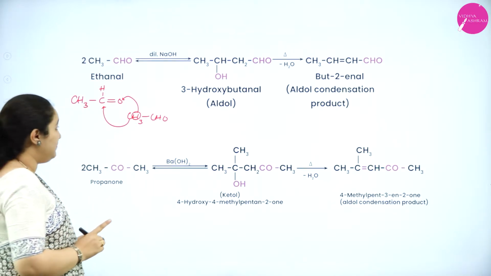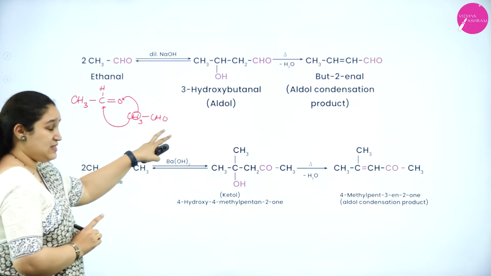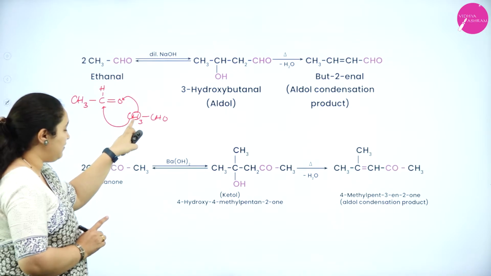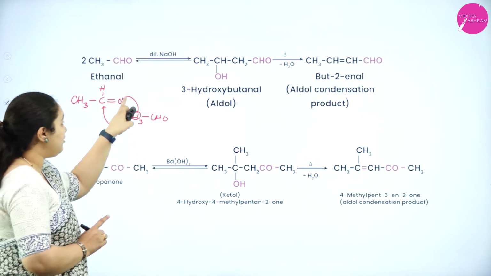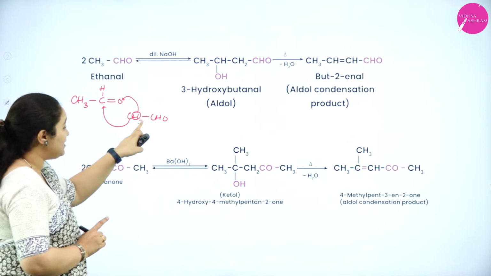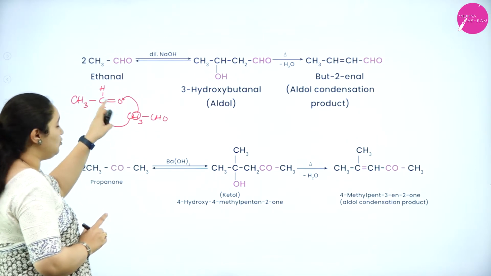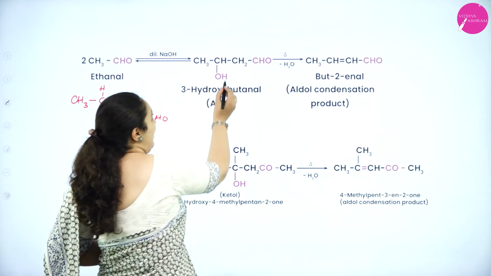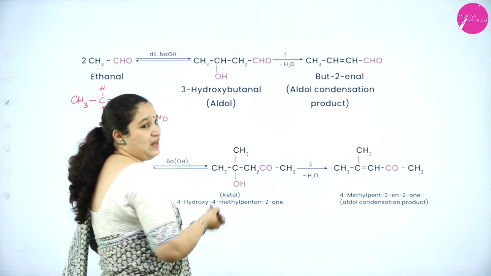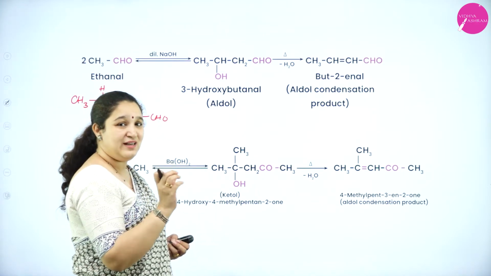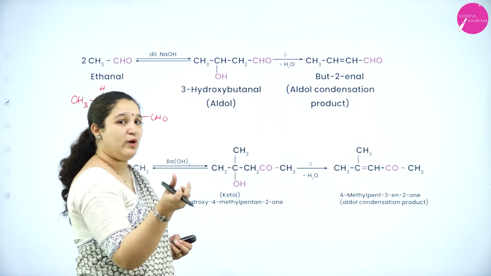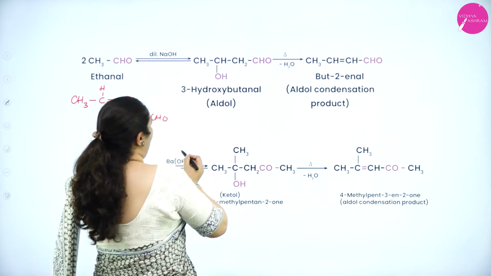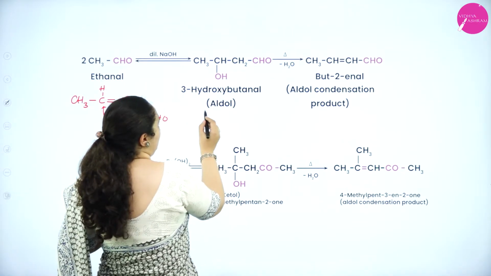I'll repeat again. This is one molecule, this is the second molecule. The second molecule's alpha hydrogen. See, this is alpha carbon, this is alpha hydrogen. Alpha hydrogen will go to oxygen and CH2CHO group will go to carbon to break the double bond. So you will get an addition product in which you have an alcohol as well as aldehyde. That's why aldol, aldehyde to ALD, alcohol to OL, aldol is formed, okay. So you get CH3CHOHCH2CHO.